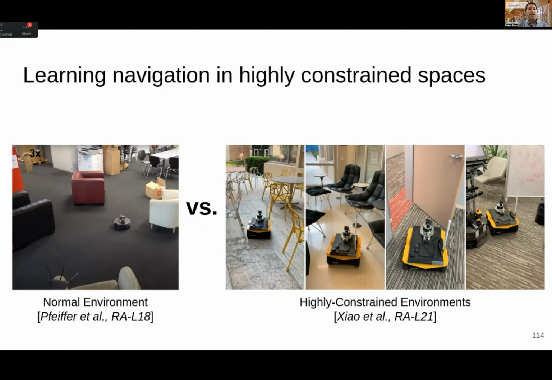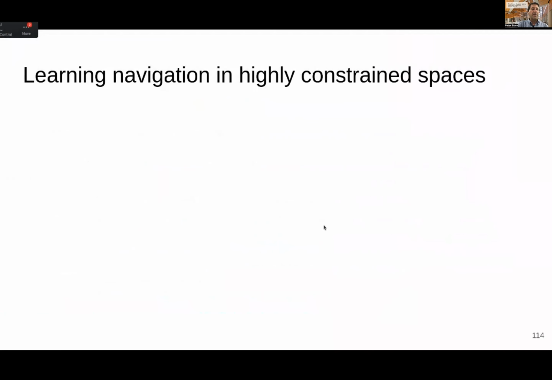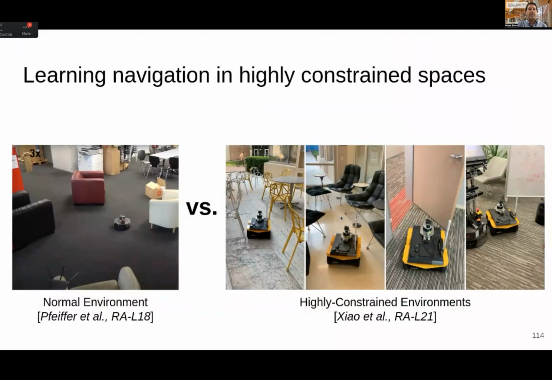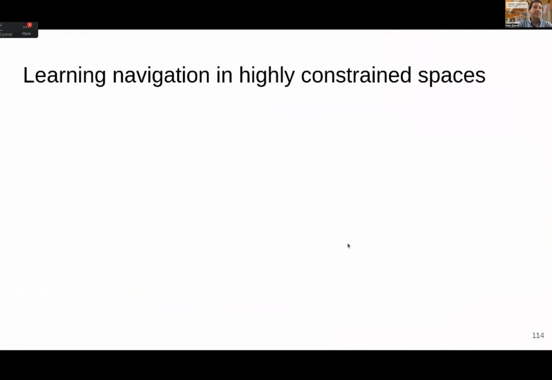But when you have spaces that are barely bigger than the robot that it has to navigate through, navigation is still quite a challenge. And then, of course, there's also social navigation when you have to navigate with people and dynamic objects. But here we're focusing mainly on the highly constrained environments.